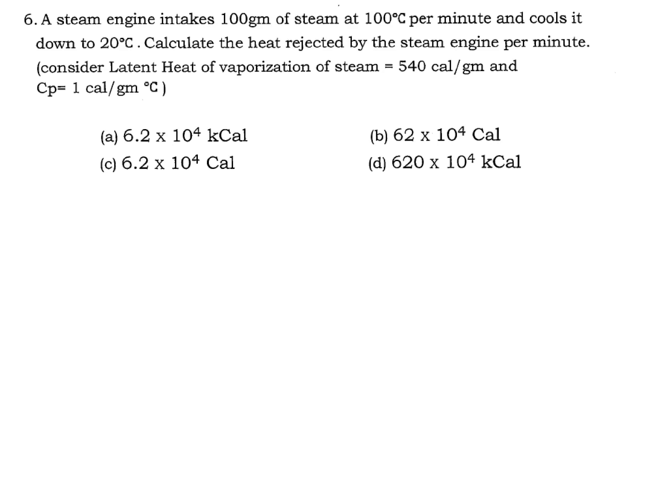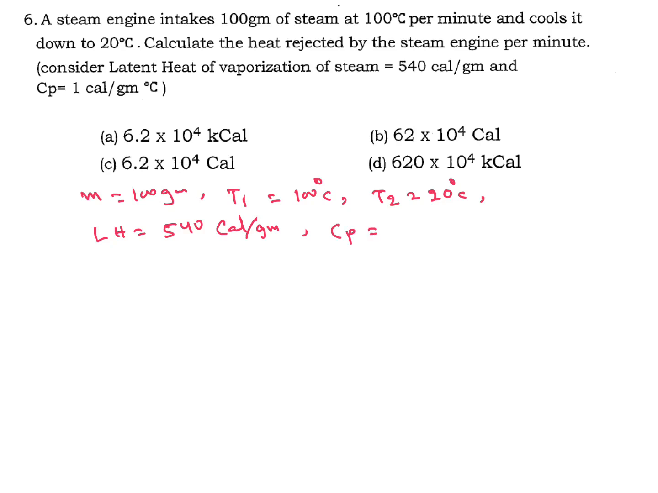It's a steam engine. Mass given 100 gram. First temperature is 100 degrees Celsius and cools down to, so T2 is 20 degrees Celsius. And latent heat of evaporation, it's 540 calorie per gram. Then Cp 1 calorie per gram degree centigrade. So we have to calculate the heat rejected by the steam engine.